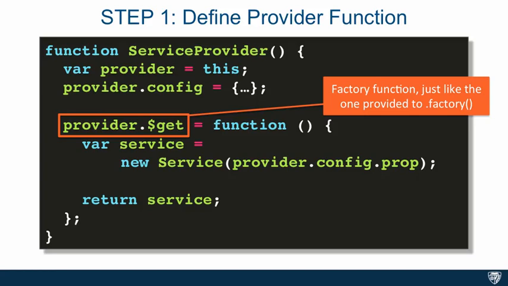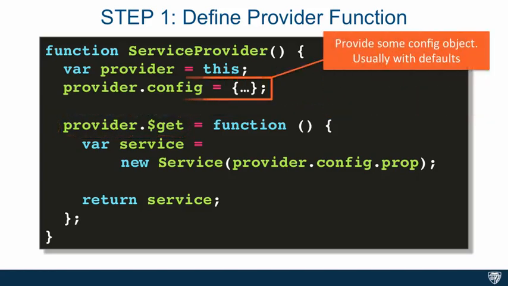This $get property, that's a function, is what makes the provider a provider. AngularJS expects the provider to have a $get property whose value is a function that Angular will treat as a factory function. But what makes this whole setup very special is the fact that you could provide some config object inside the service provider, and that usually comes with defaults that you can later override in the step where you configure the entire application, which we'll see in a minute.